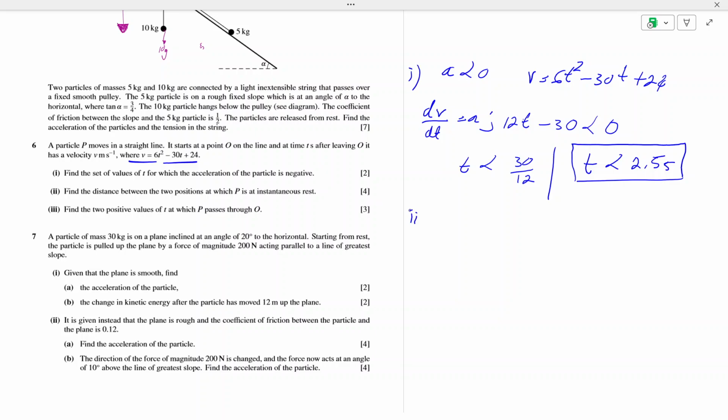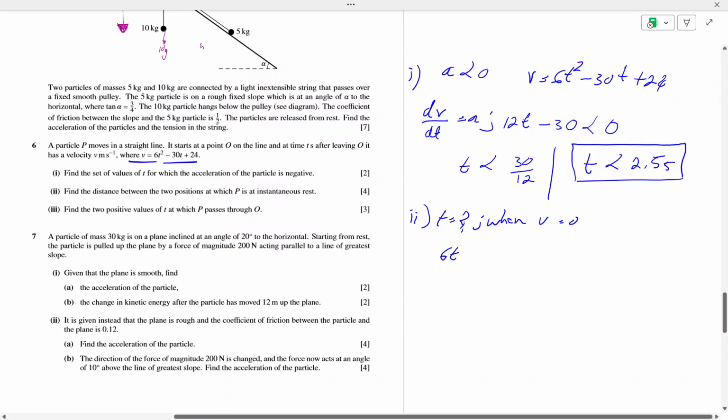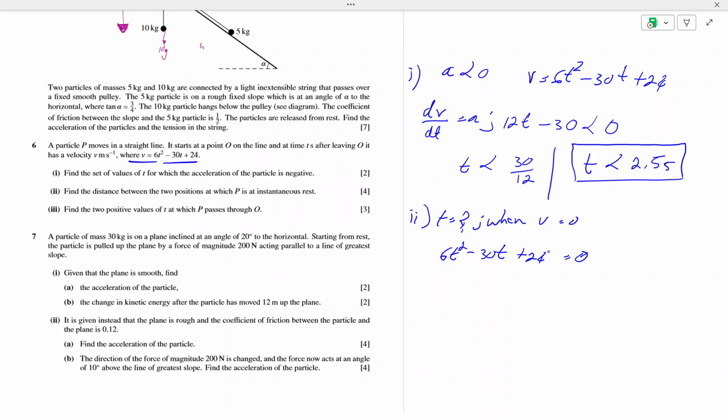Part two. Find the distance between the two positions at which p is at instantaneous rest. So we want to find the values of t when v is 0. What is t when v is equal to 0? We have the equation for velocity: 6t squared minus 30t plus 24 is equal to 0.